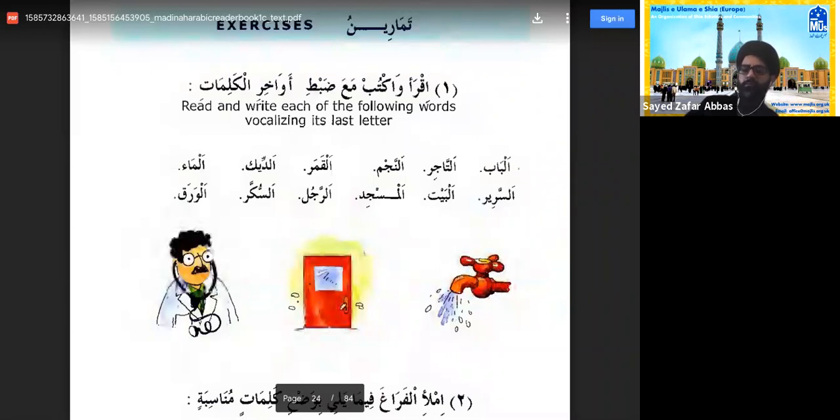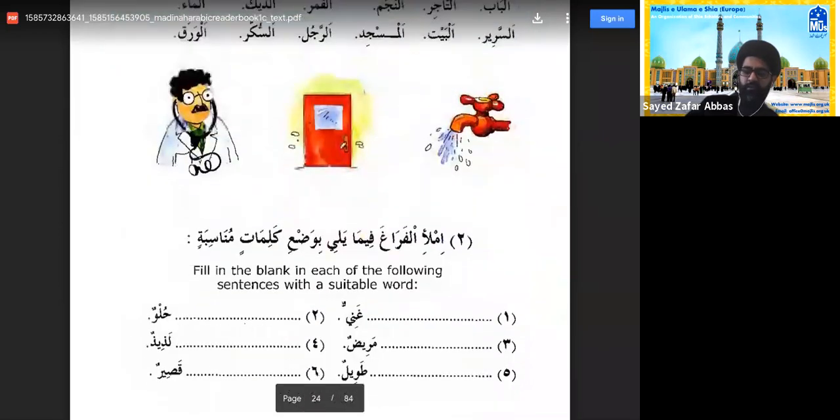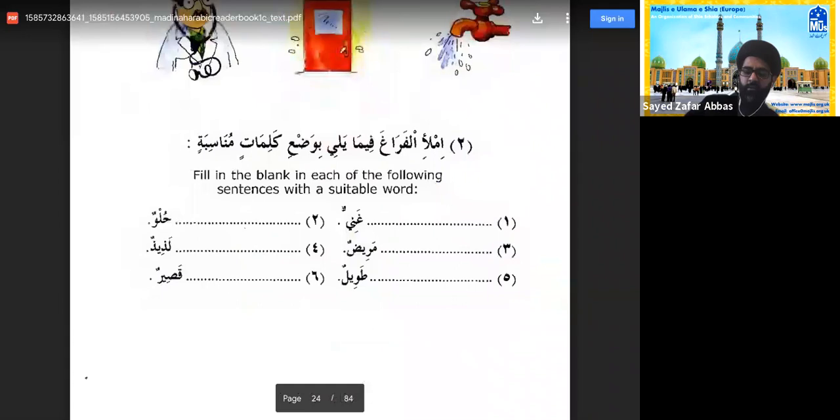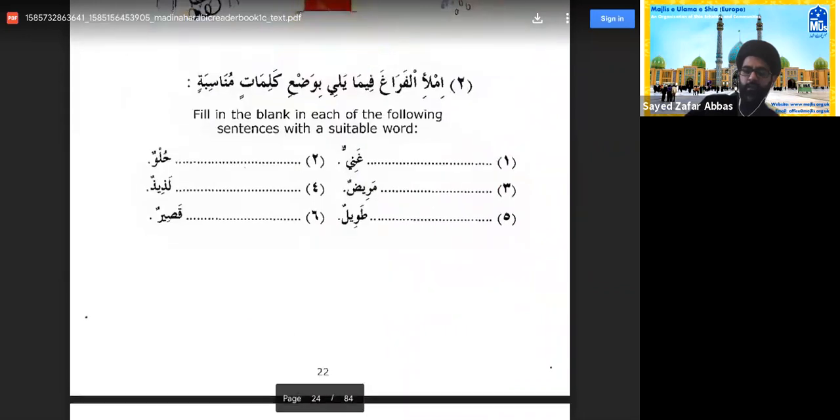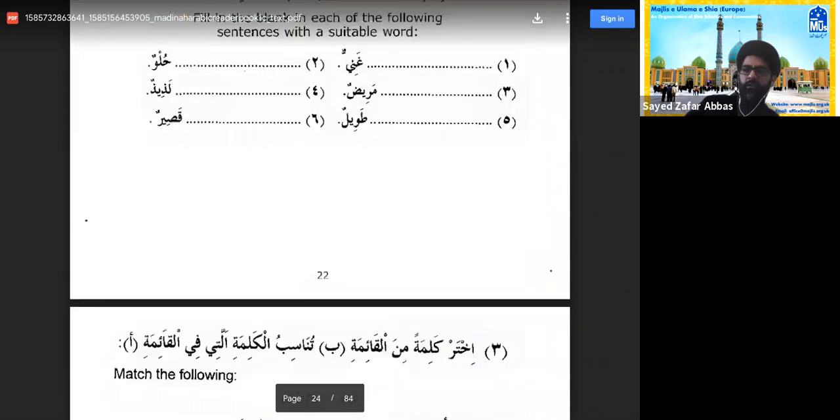Okay. If we just scroll down, please, just finish off this page. Right. So, fill in the blank. Yeah, sorry. Just go up a bit. Finish that.